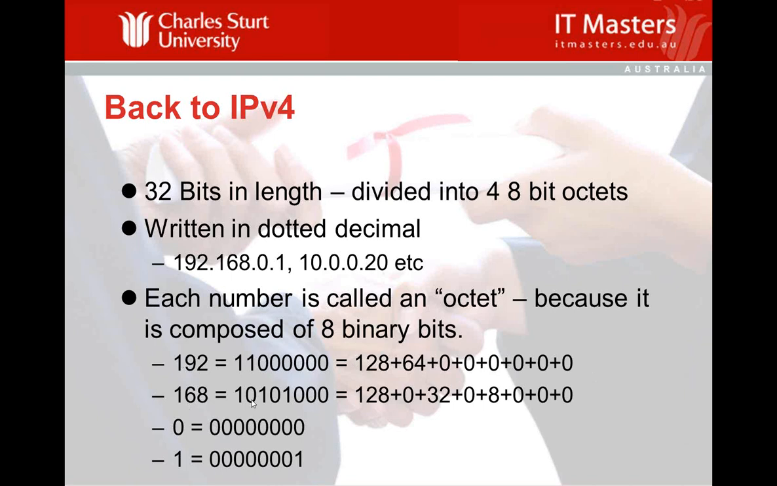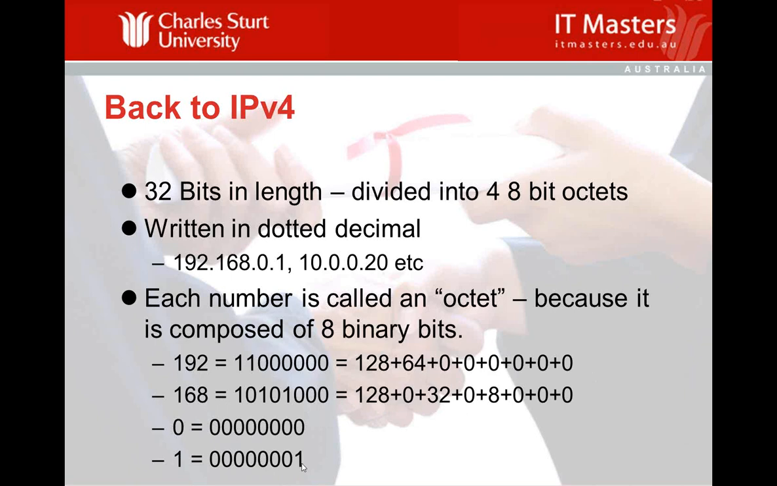Similarly, with our 168, 10101000, and we see the values of the columns here. So we have a 128, a 32, and an 8. That adds up to our 168. And then our 0 with all zeros, and our 1, all zeros except for the last column, which is a 1.